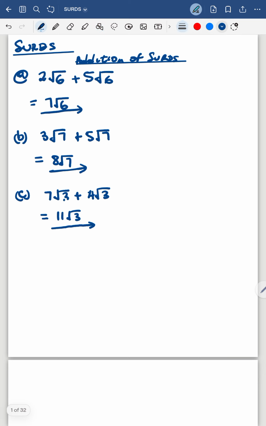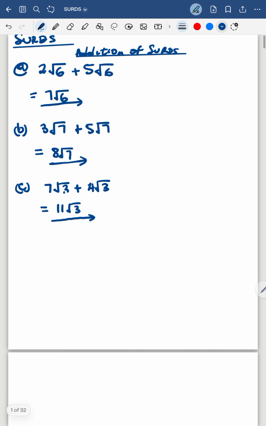Then now let's come to the subtraction of sets.